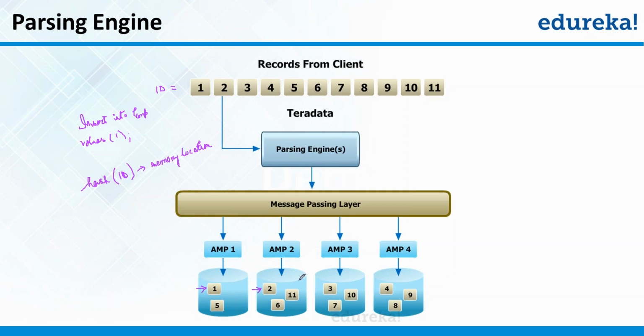When I pass 2, it says AMP2 should be responsible for this, and the vdisk corresponding to AMP2 is vdisk 2. So go and store it in vdisk 2. Then you have 3 stored, 4 stored, 5, 6, 7, 8, and 9. So the hashing algorithm decides where each of these records should lie. Okay, so that's the storage part of it.